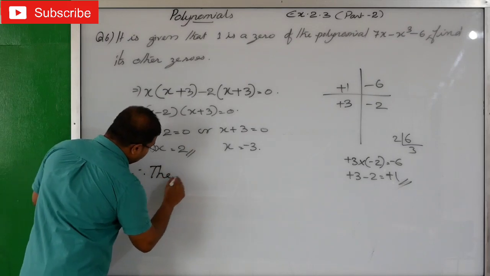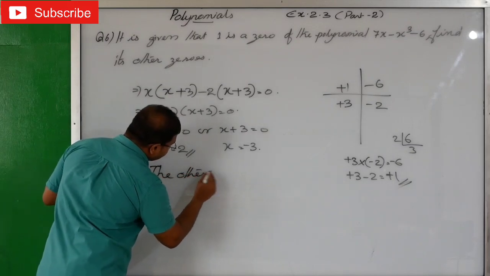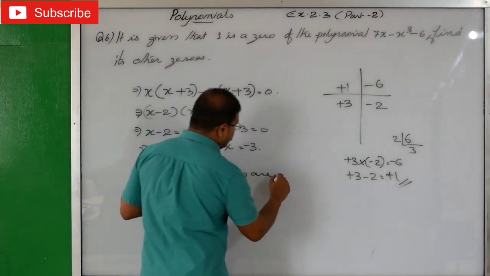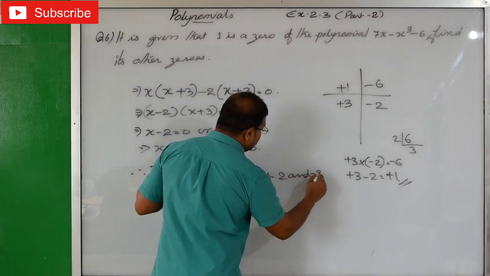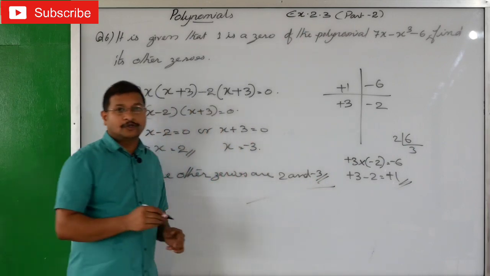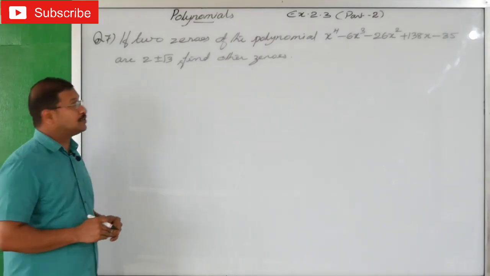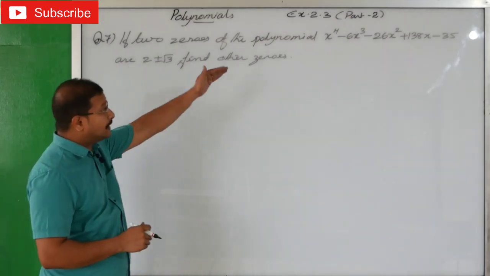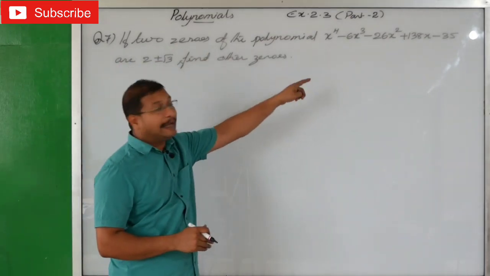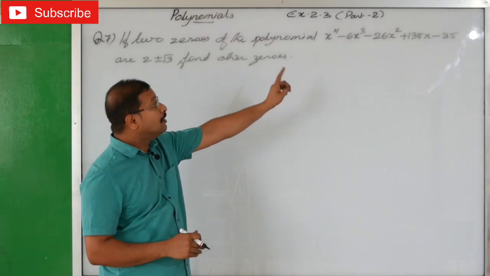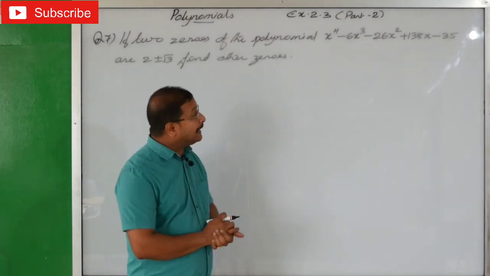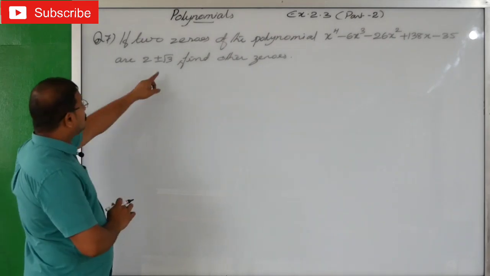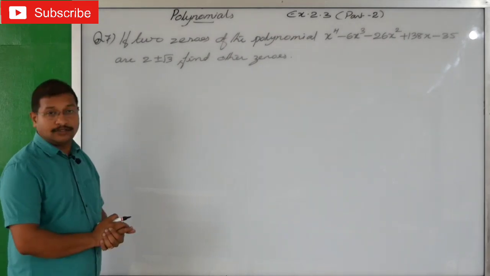Therefore, the other zeros are 2 and minus 3. Okay. Let's see the next question. Question number 7. If two zeros of the polynomial x raised to 4 minus 6x cube minus 26x square plus 138x minus 35 are 2 plus or minus root 3, find other zeros.